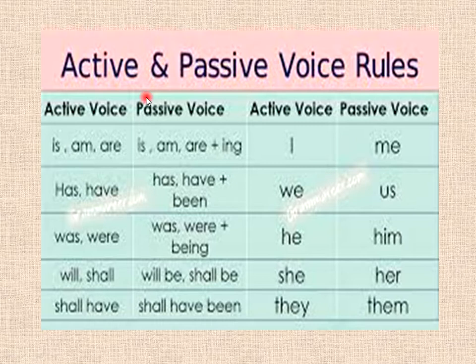Here are some rules. These are the helping verbs in active voice and these are the helping verbs in the passive voice. These are the pronouns in active voice and these are the pronouns in passive voice. So whenever there is am, are in active voice, when we convert that sentence into passive voice, that would become is, am, are plus ing. In the same way, if the pronoun is I in the active voice, when we convert that sentence into passive voice, the I would become me. In the same way, the rest of the helping verbs and the rest of the pronouns would be placed in those sentences.